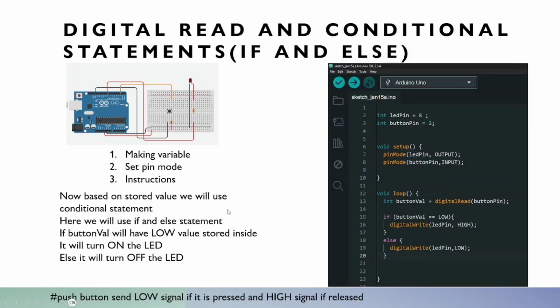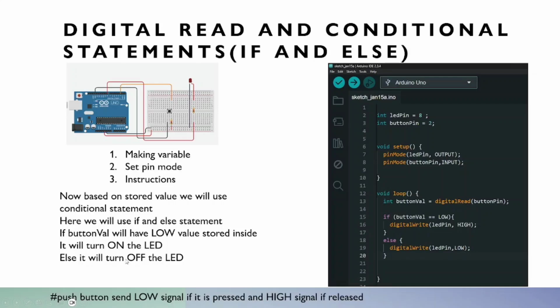Based on this stored value, we will use the conditional statement. If and else statement will be used. If button value has a low value stored inside, it will turn on the LED. Else it will turn off the LED. So how do we achieve it? We write if button val equals equals, which is a comparison operator, LOW.